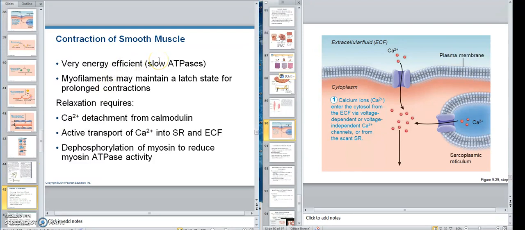Very energy efficient. Remember we said it has the greatest endurance of all. It uses a slow ATPase. Myosin filaments may maintain a latch state. That's what I was talking about, giving it to the intermediate filaments. Relaxation requires calcium detachment from calmodulin, and then you have to shoot the calcium back out. Okay? All right.